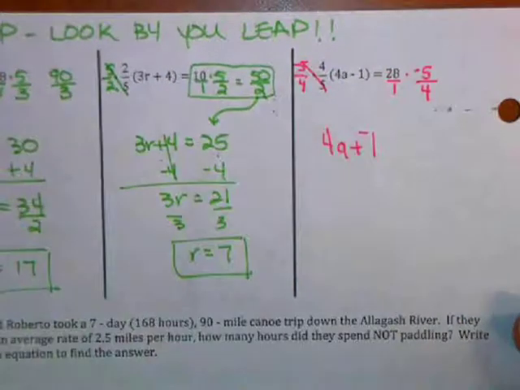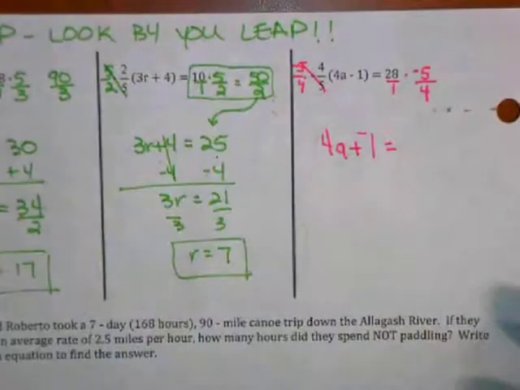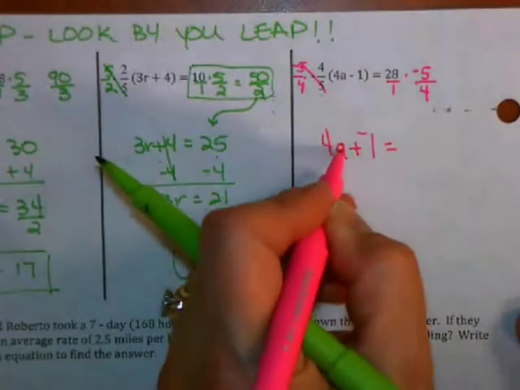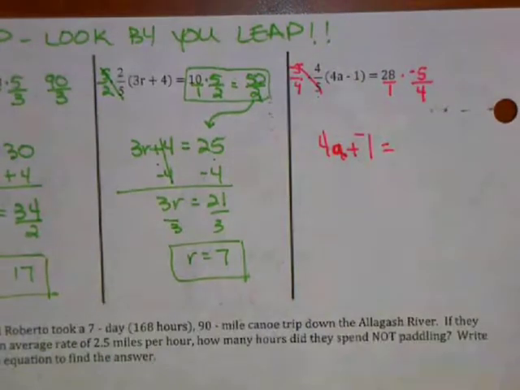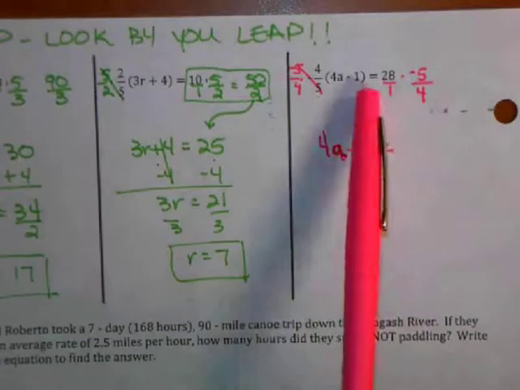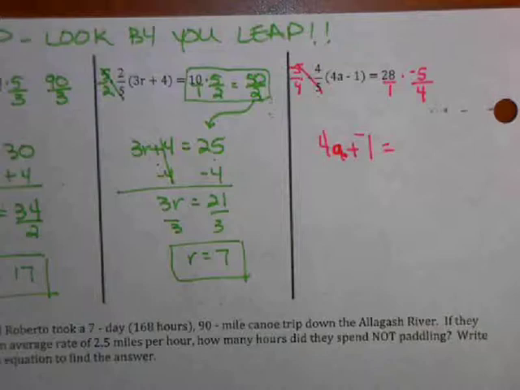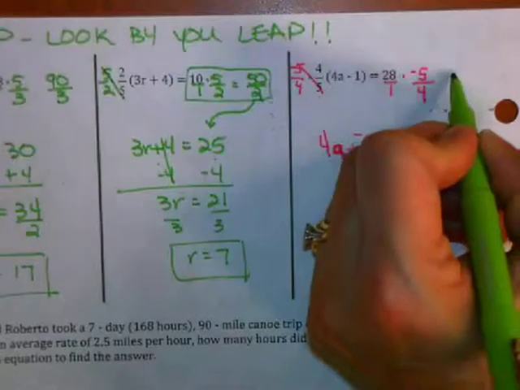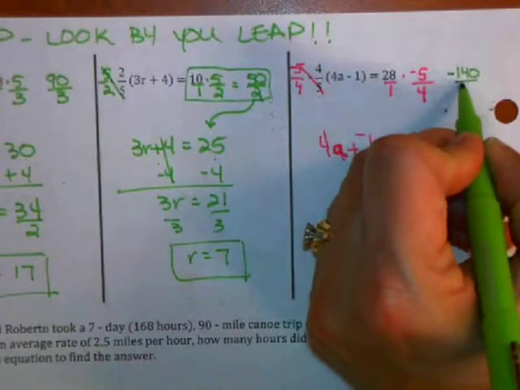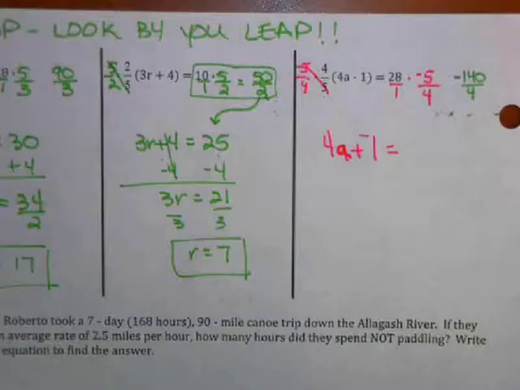I changed that to adding a negative. That's an A, by the way. A weird A. Okay. This is negative 140. So this is negative 140 over 4, which would be negative 35, I believe, correct? When you divide, you get negative 35? Yep.